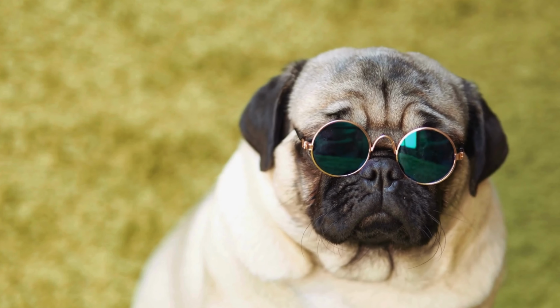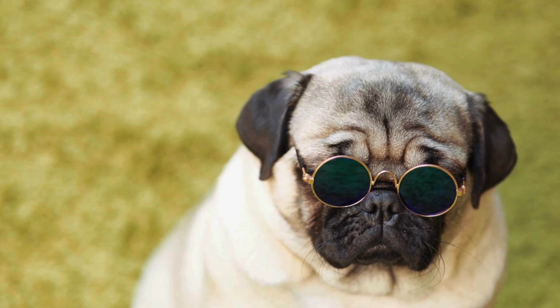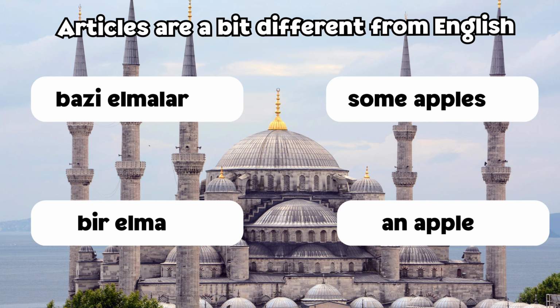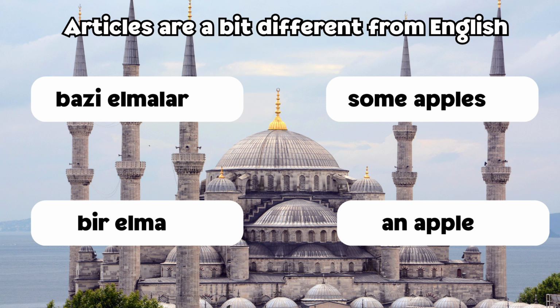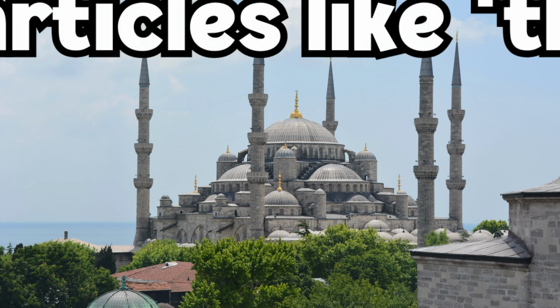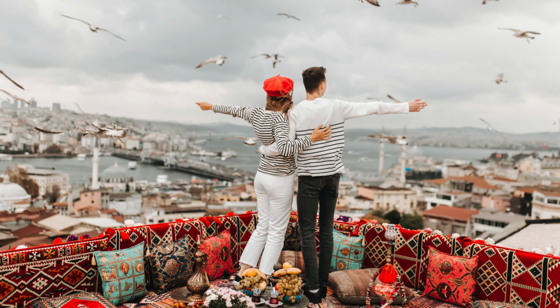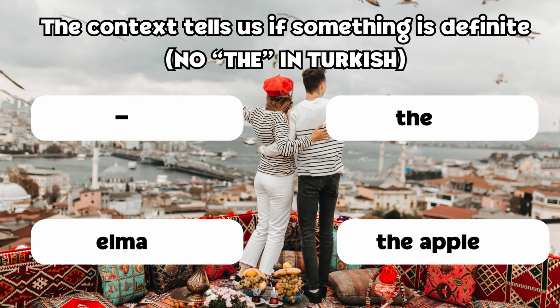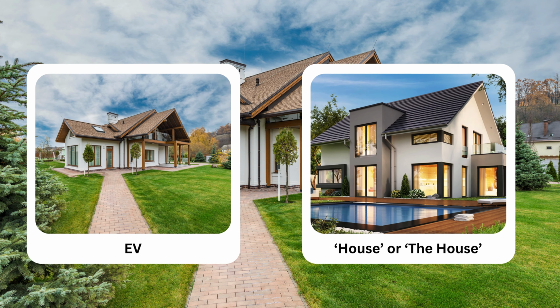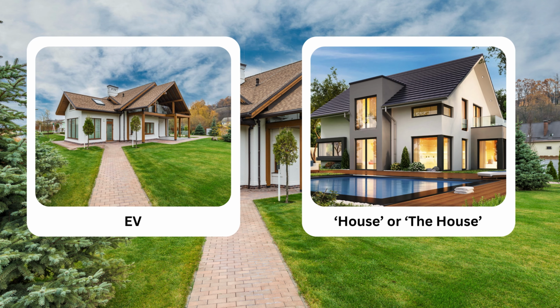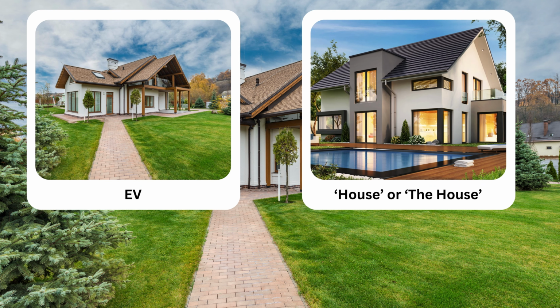Great. Now let's look at how we use articles with these nouns. In Turkish, articles are a bit different from English. There are no definite articles like in English. Instead, the context usually tells us if something is definite. I know this might be a bit confusing, but we are still at the beginning phase of this course. For example, ev can mean house or the house depending on the context.